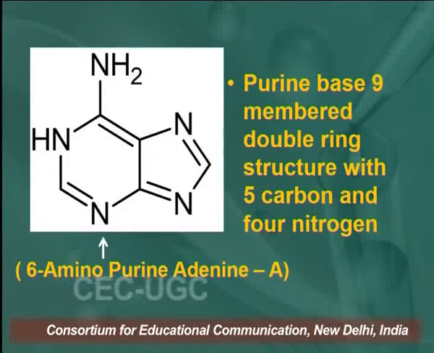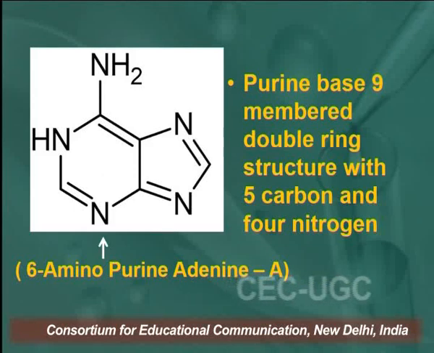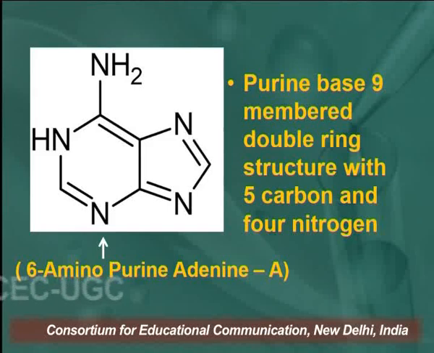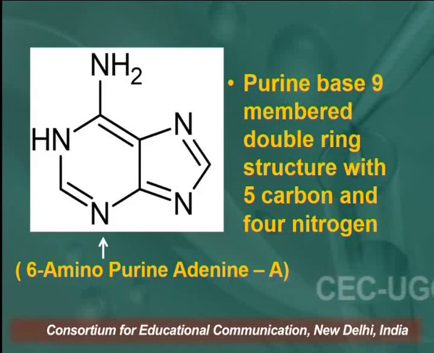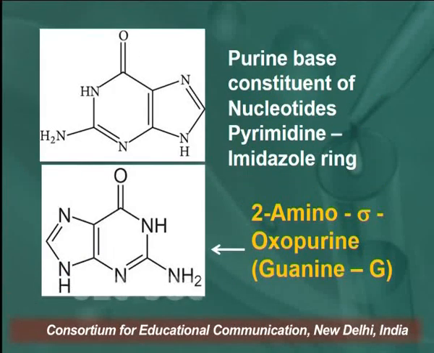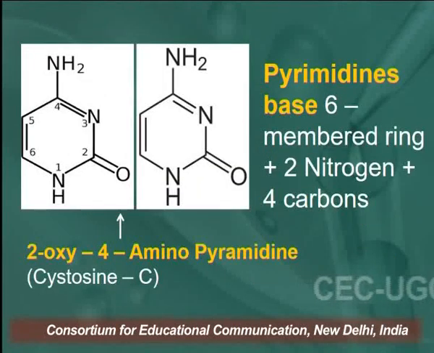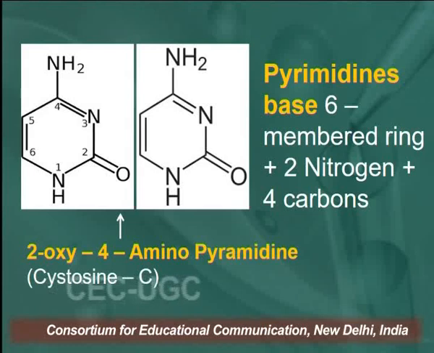This is the structure of purine base. It is adenine and commonly it is represented by A. So purine base is a 9-membered double ring structure with 5 carbon atoms and 4 nitrogen atoms. It is a 6-aminopurine, which is adenine, A. Another purine base is guanine. Guanine is a 2-amino oxopurine. All the purines have one 6-membered ring and another 5-membered ring, which is an imidazole ring.